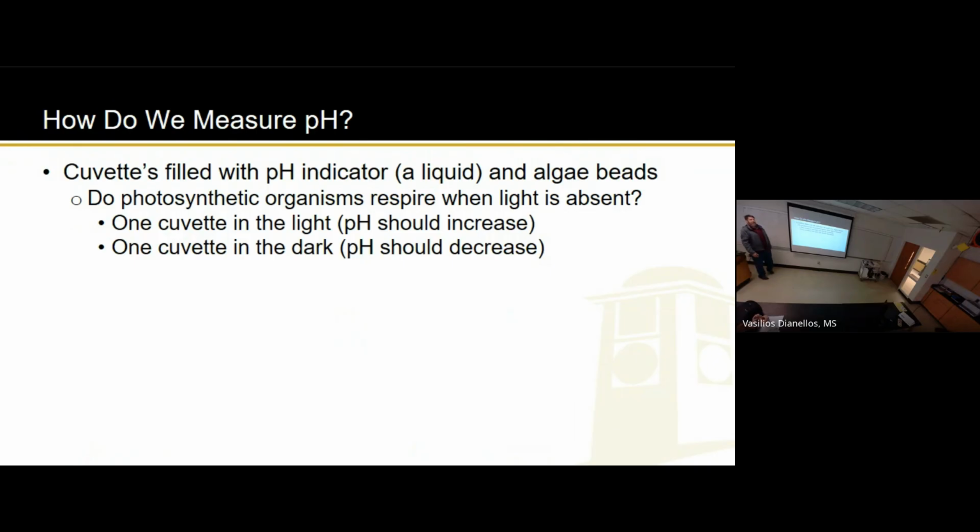So this one, we're just asking, does respiration even happen? Respiration, not photosynthesis. Do photosynthetic organisms respire in the dark, right? You're going to have one in the light, one in the dark. You're going to want to see if the one in the dark decreases, indicating that respiration is happening. Yeah, and it's that simple. What do you guys think, though? Do you think they will respire in the dark?